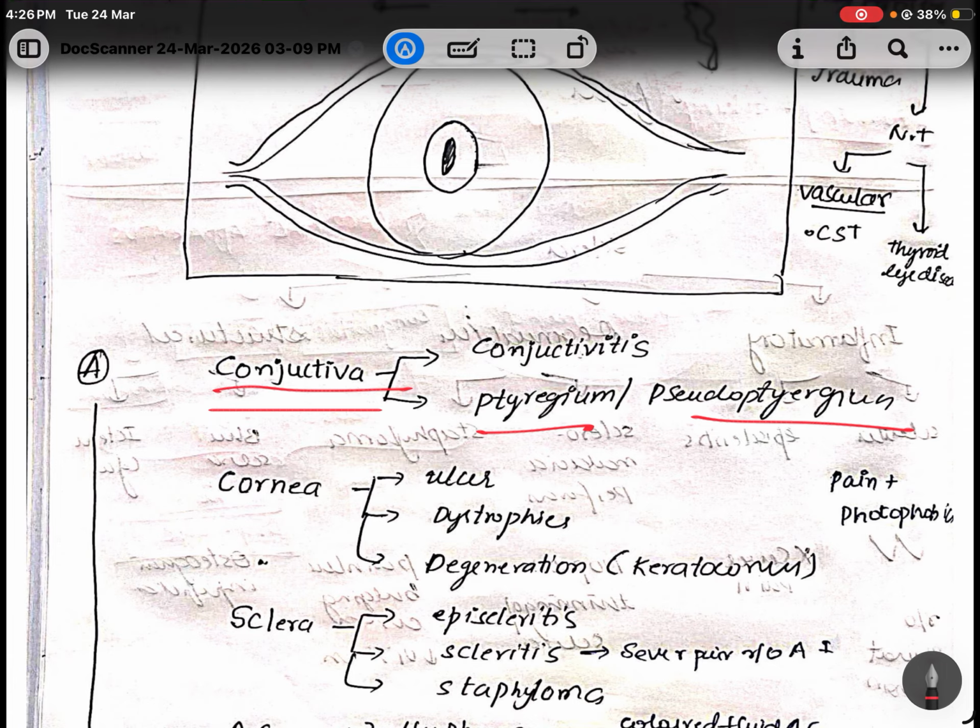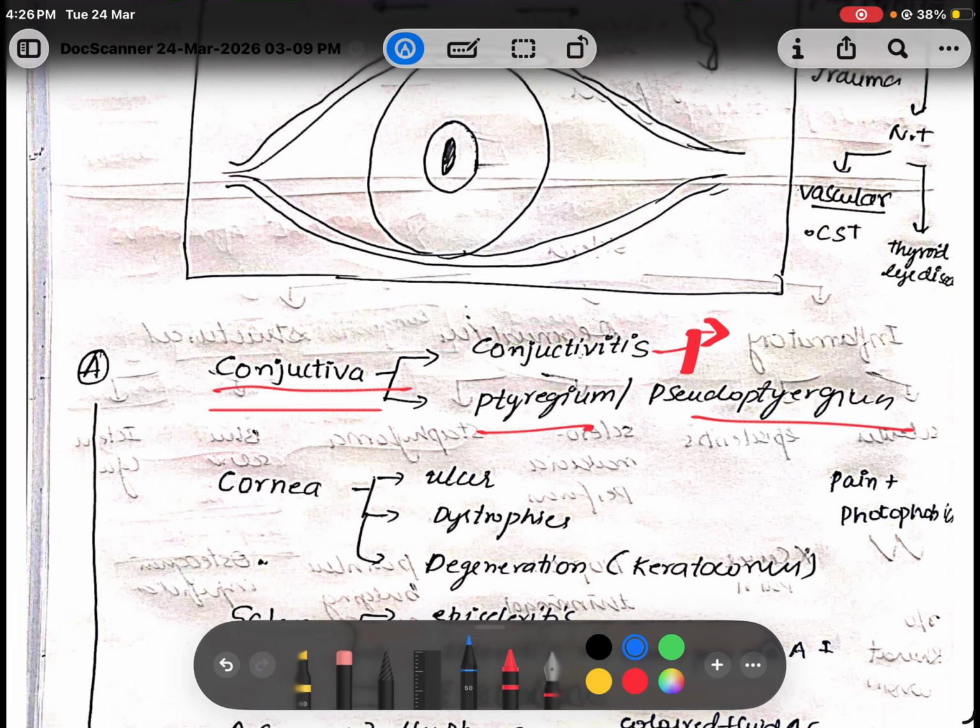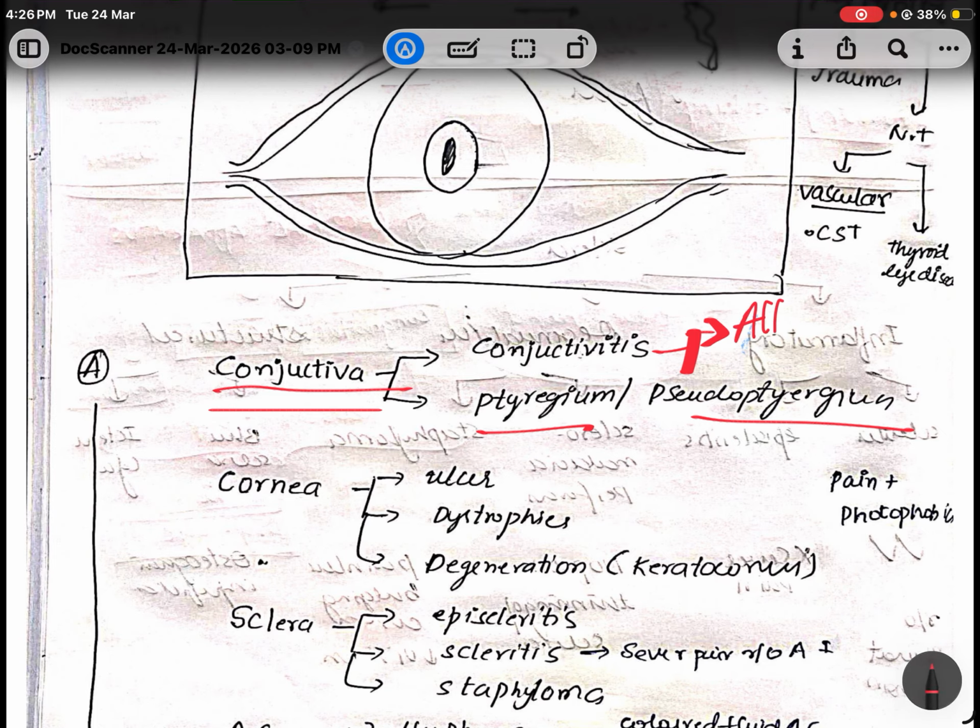Then in conjunctivitis there are various types. One is allergic. Then you also have infectional, and under infection you have a lot of other things, for example phlyctenular conjunctivitis or angular conjunctivitis, or you might also have chlamydia, that is trachoma, and also ophthalmia neonatorum. So this is the overall idea which we need to have.